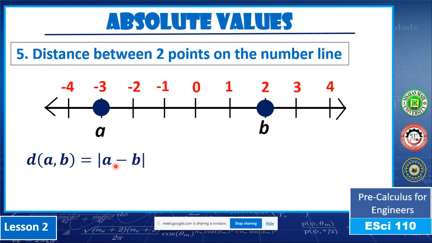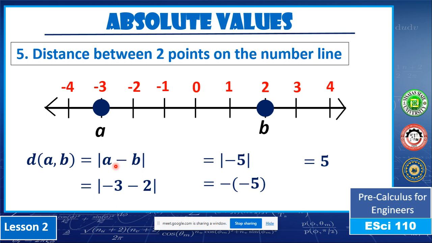For example, for this, A is negative 3 minus B, which is positive 2. So, negative 3 minus 2 is equal to negative 5. Then, take the absolute. What is the absolute value of negative 5? Since it follows rule number 2 for negative numbers, we just have to multiply it by negative 1. So, negative 1 lang tayo, class. Negative 1 times negative 5 is equal to 5. So, ganun lang.